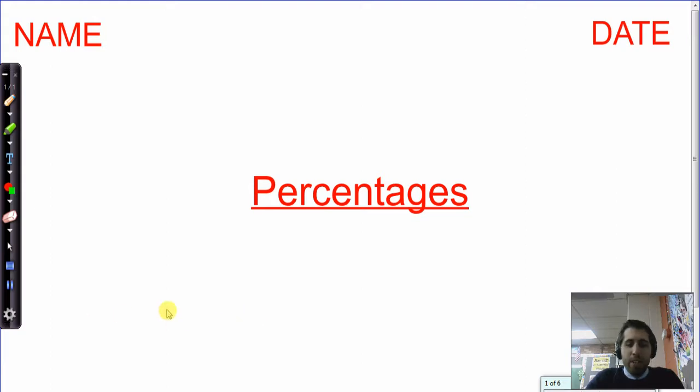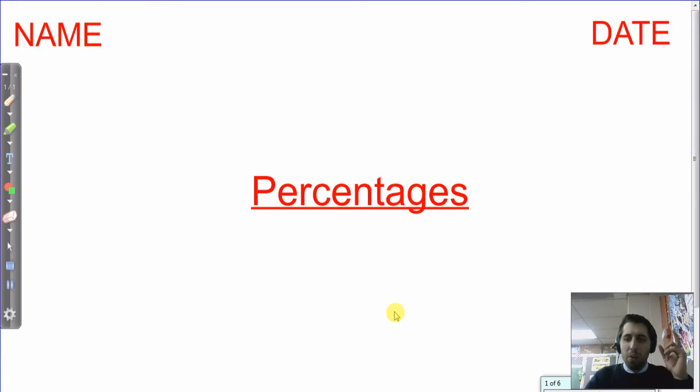Hey there, 8th grade. Today we're talking about percentages on their own. In the past we talked about how to convert between percentages and fractions and decimals, and we're going to need to know how to do that for this. But in this case, we're really just talking about what sort of calculations we can do with percentages.